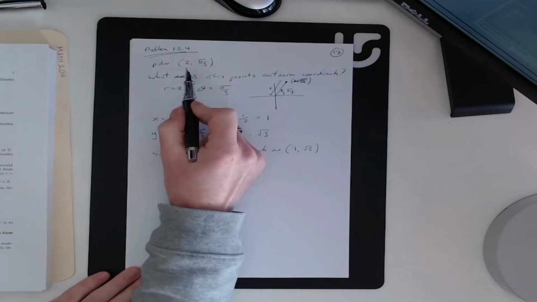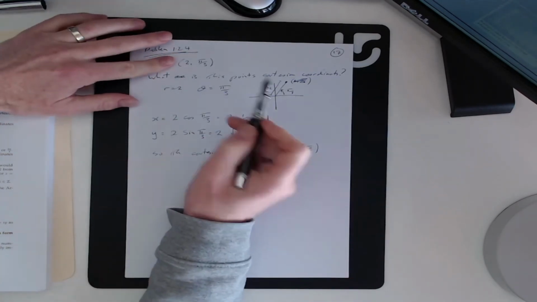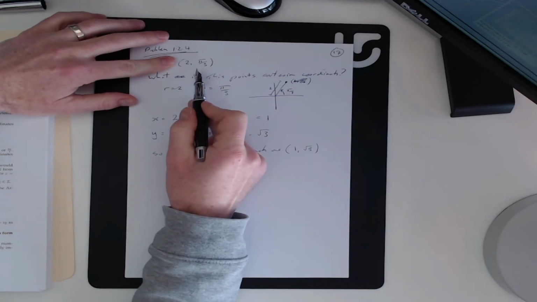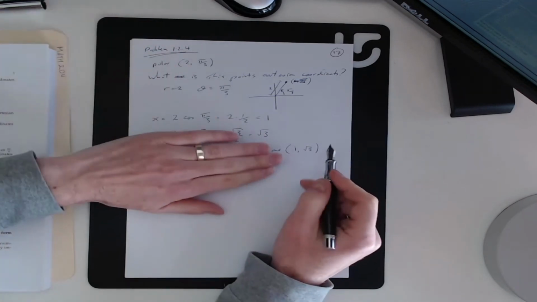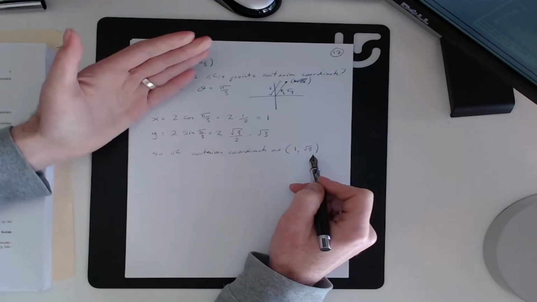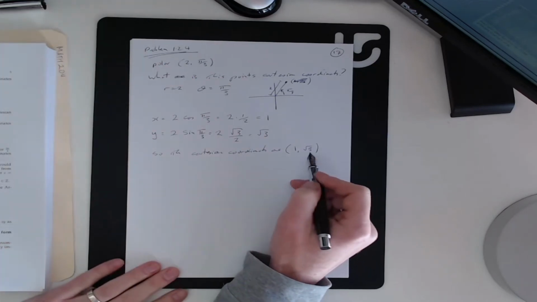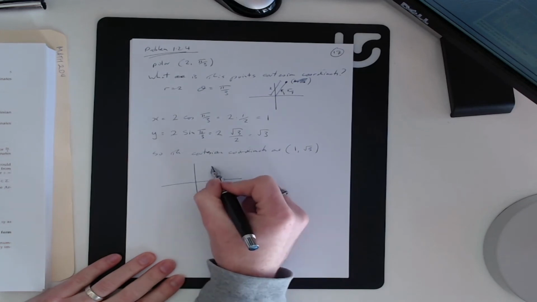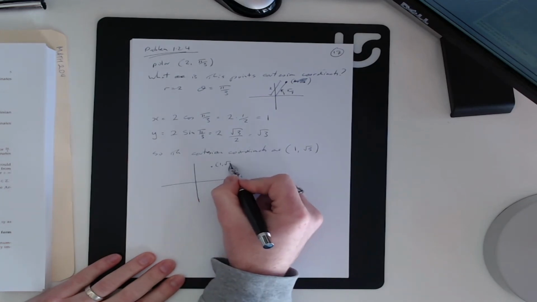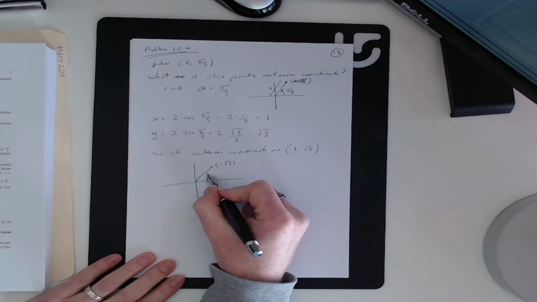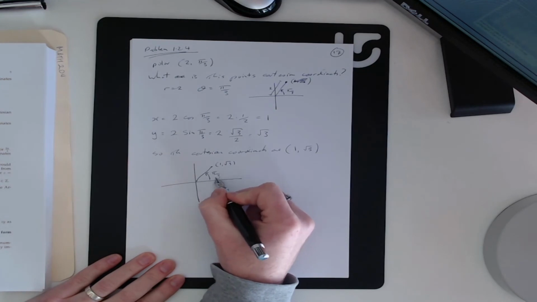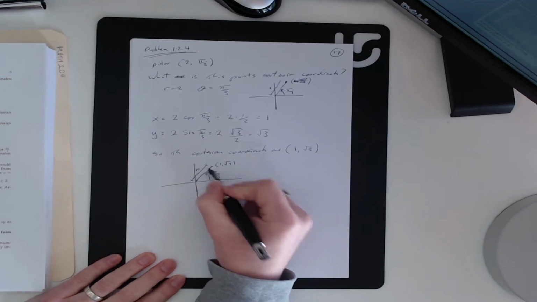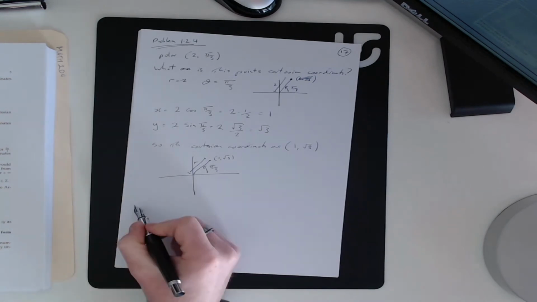Again, note that without the word polar there, you wouldn't know whether this is polar or Cartesian. I've just told you. There's context here that you need to know. So what does this look like on the plane? There you go. So this is 1, square root 3. And the angle here is pi over 3, and the length here is 2.